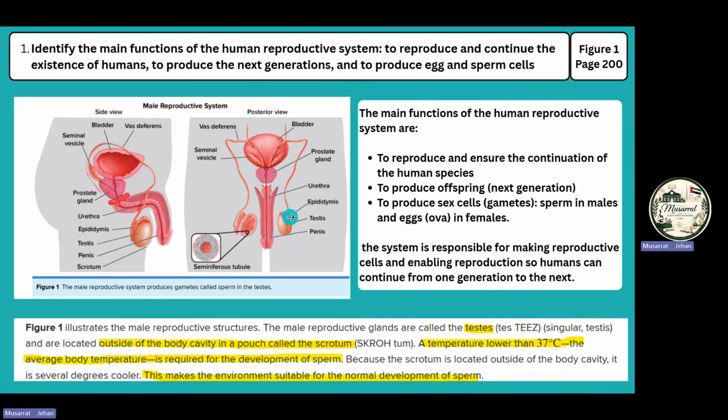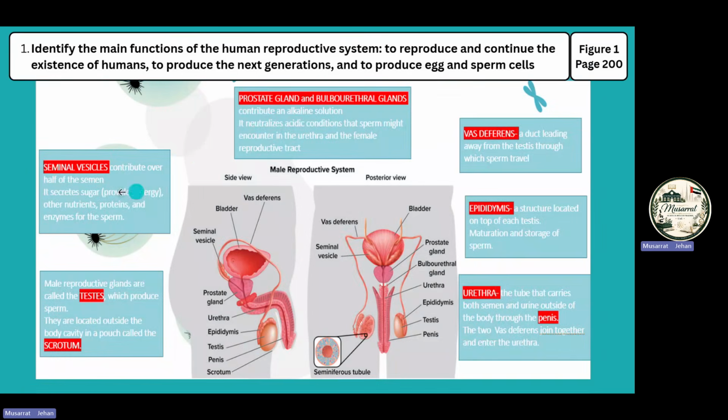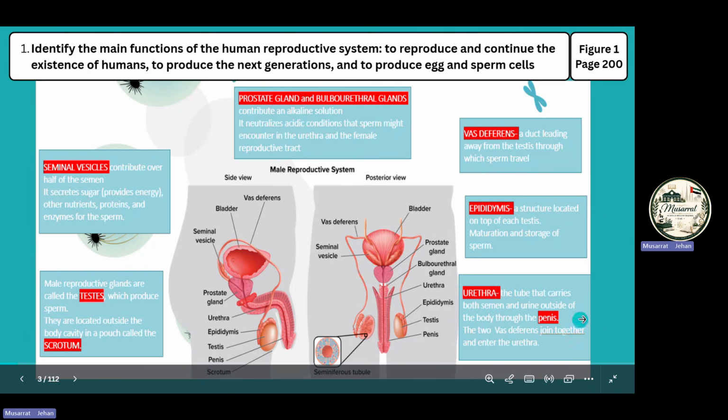Then here you see the epididymis, this coiled structure over the testis. Then it leads to two tubes which are going up. These are the vas deferens. They join together, pass through the penis and open outside through the urethra. So you should know the structure of this. Here are some of the functions. The urethra is a tube that carries both semen and urine outside the body through the penis. The two vas deferens join together and enter the urethra.